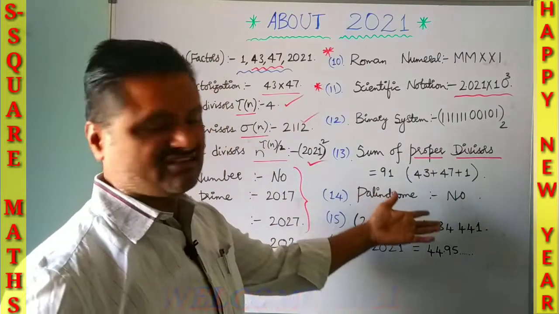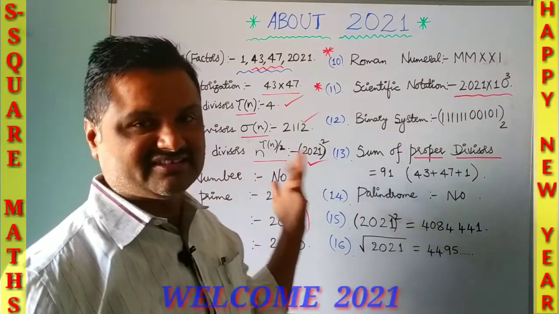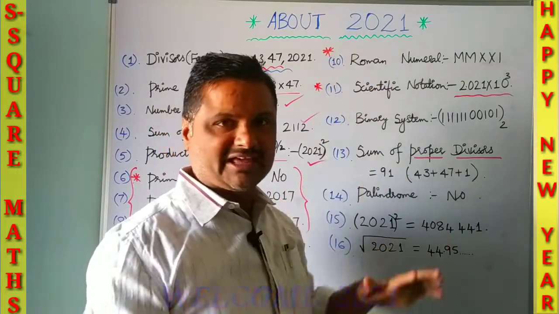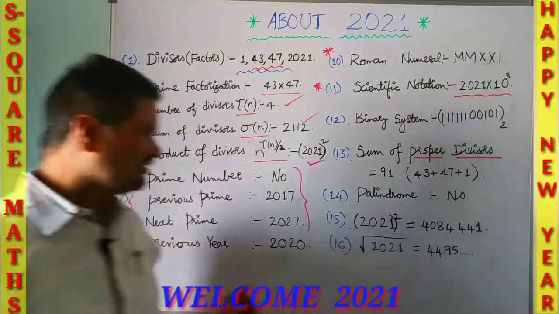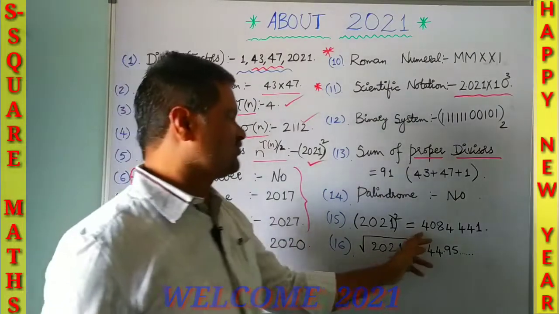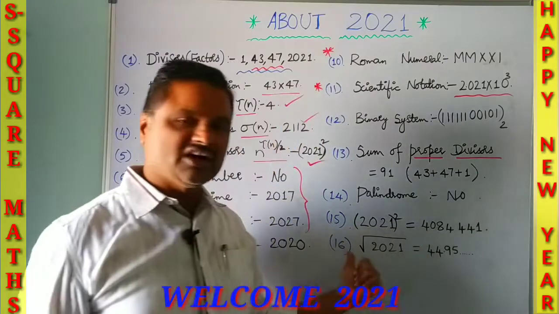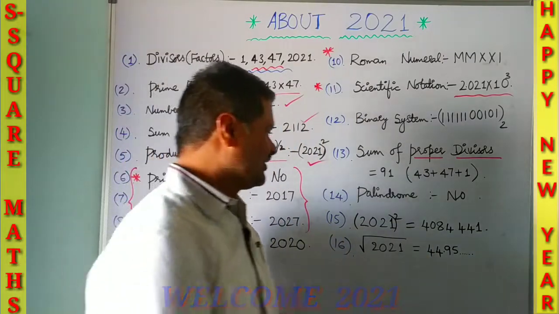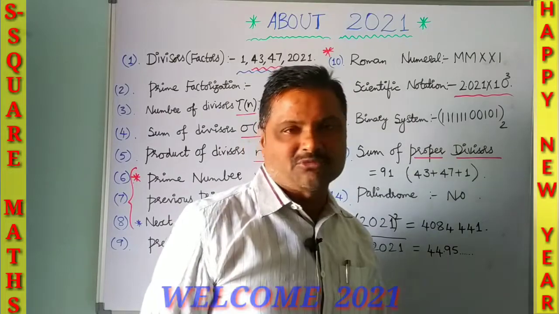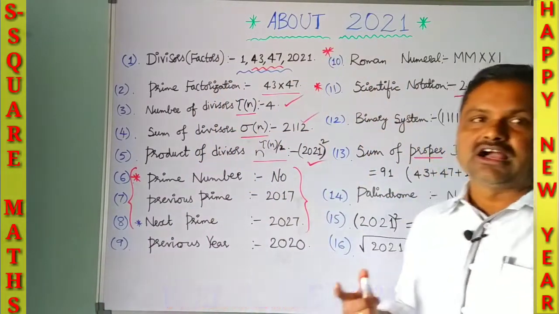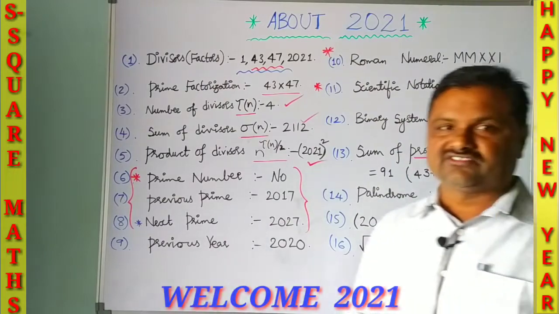Next, it is not a palindrome, because if you reverse the digits you are not going to get 2021 again, hence it is not a palindrome. Next, 2021 squared you are going to get 408,441. Next, the square root of 2021 you are going to get 44.95 approximately. So these are the various different observations regarding 2021.